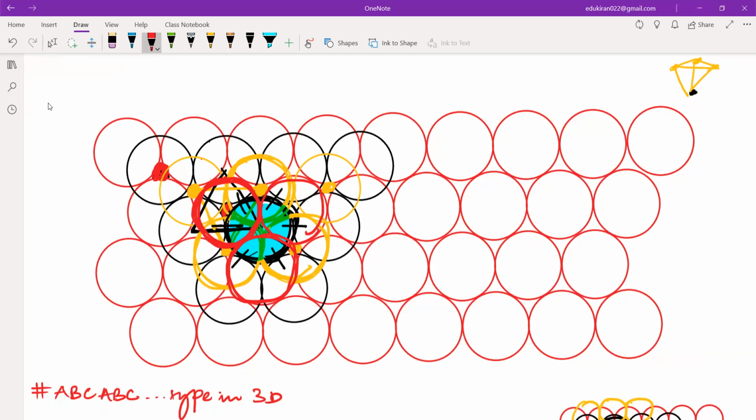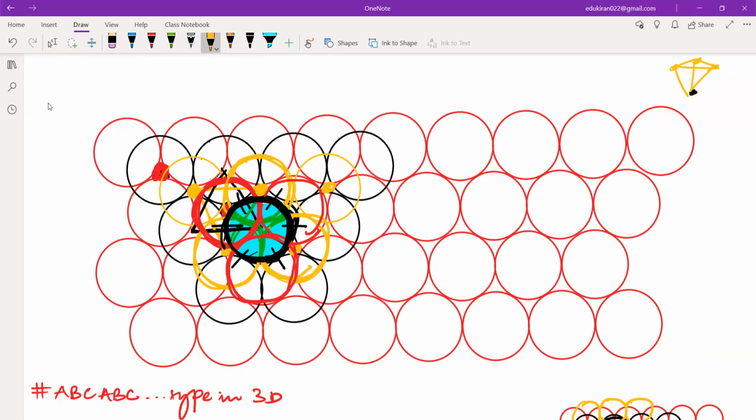So the black is touching 3 red atoms. Then in the second layer, the black is touching 6 black atoms. Then the black atom is touching the 6 yellow atoms. Can all of you see that? Yes or no? Please tell me. This is the black atom here. Yes, sir. What about the others? This is the black atom.